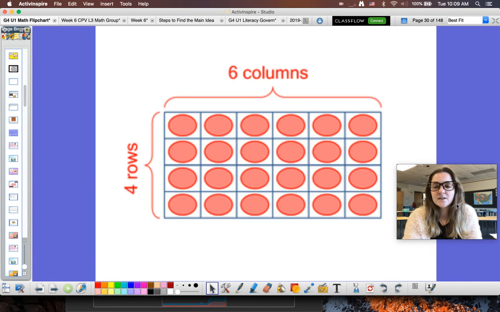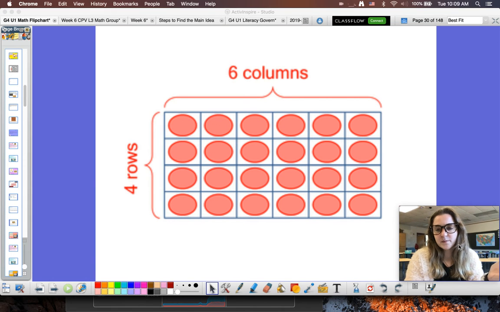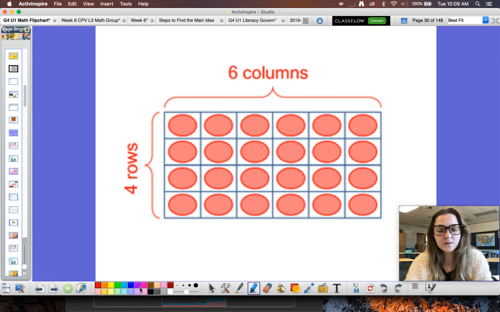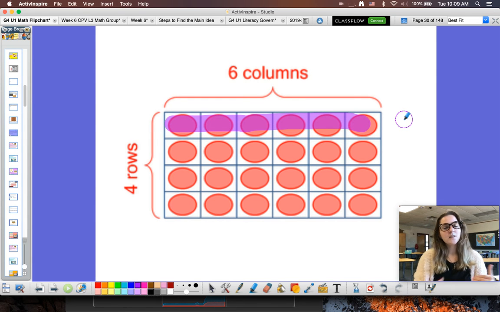So when we talk about rows and columns, we mean how things go horizontally and vertically. So rows always go from left to right. Think of movie theater seats, how they're in rows, or concert seats, how those are in rows. You would watch a movie in a row, you would watch a concert in a row. So rows go horizontally.